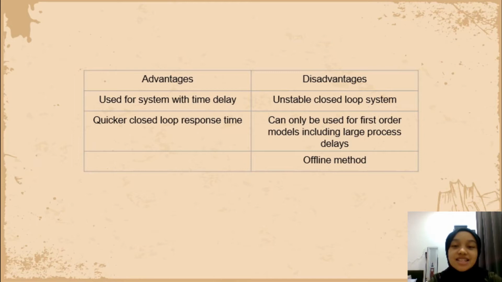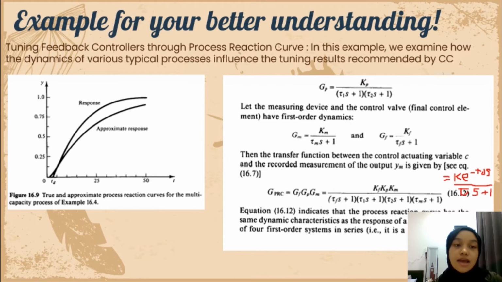Now, these are the advantages and disadvantages of Cohen-Coon tuning method. So the advantages are used for a system with time delay, quicker closed loop response time, while the disadvantages are unstable closed loop system, can only be used for first order models including large process delays, and it is an offline method.